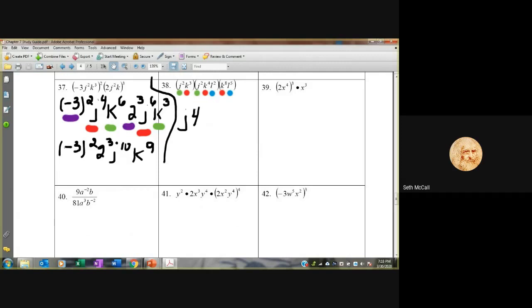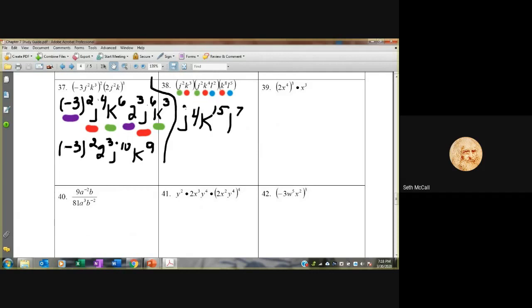The k's are also going to add up. Now we have 3 on the first red k, and then 4. 3 plus 4 is 7. And then we also have an 8, which is 15. And then the last one is L, and we have L squared and L to the fifth, which is L to the seventh. So you have j to the fourth, k to the 15th, and then L to the seventh.